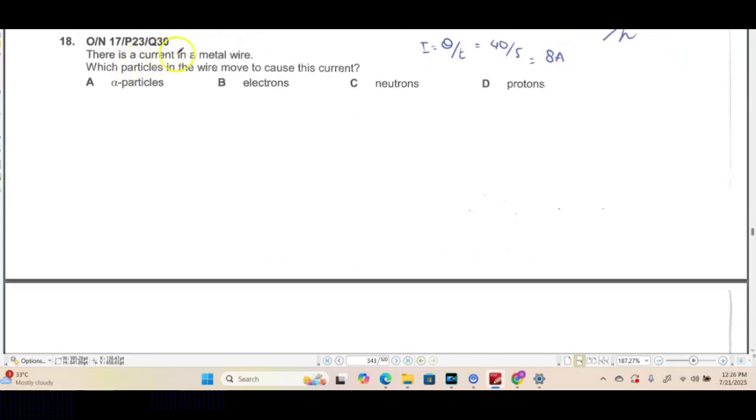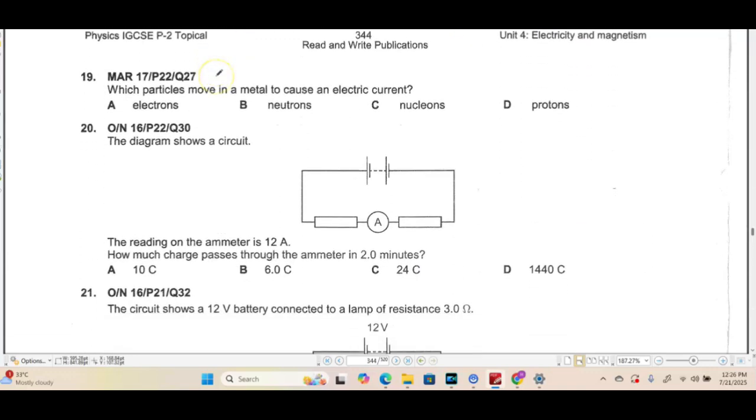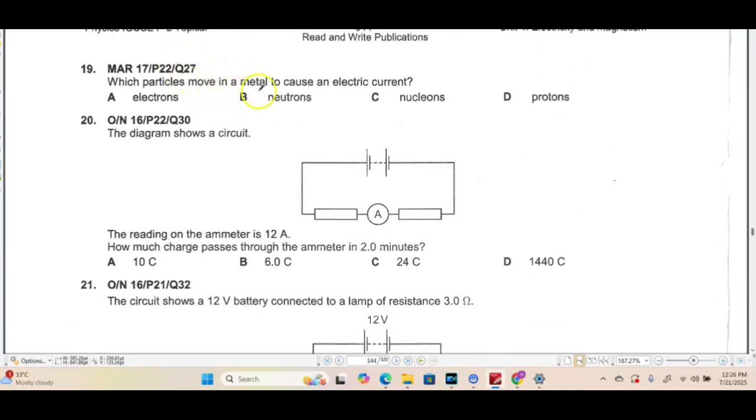Question number 18. There is a current in metal wire. Which particles in the wire move to cause the current? Obviously, electrons move in the wire to cause the current. Question number 19. Which particles move in the metal to cause an electric current? They are electrons.